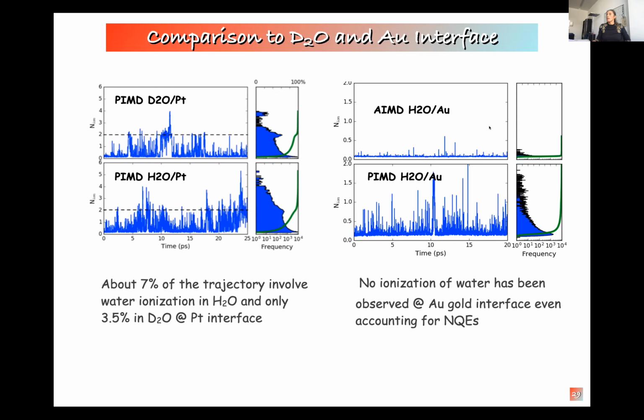And we have done the same at the gold interface. And in this case, this activity is absolutely not seen. So here you see the number of ions is always much smaller than 2, which is sort of our threshold where we say, okay, this is the real formation of some ionic species. That means that there is an effect at the interface that is strongly related to the electronic structure of the metal that we have.